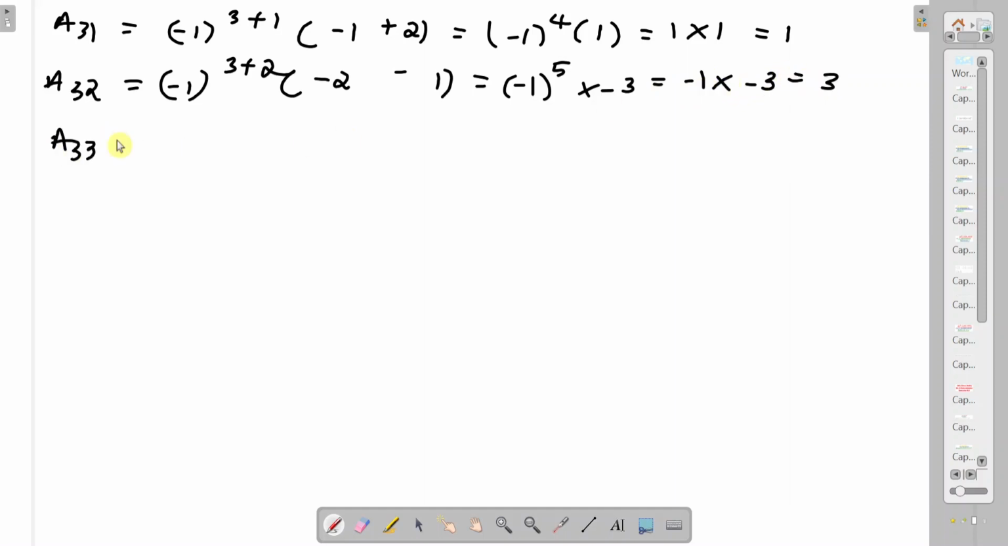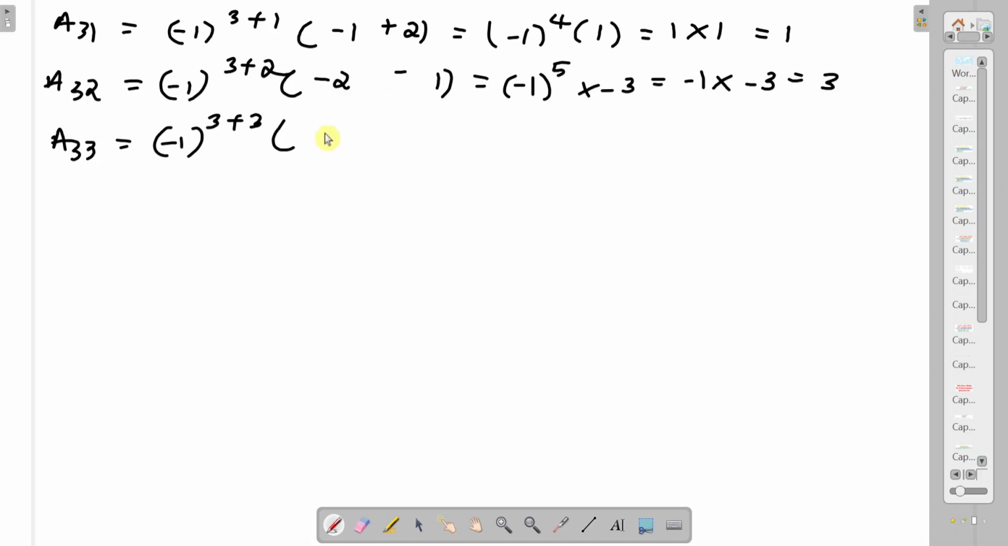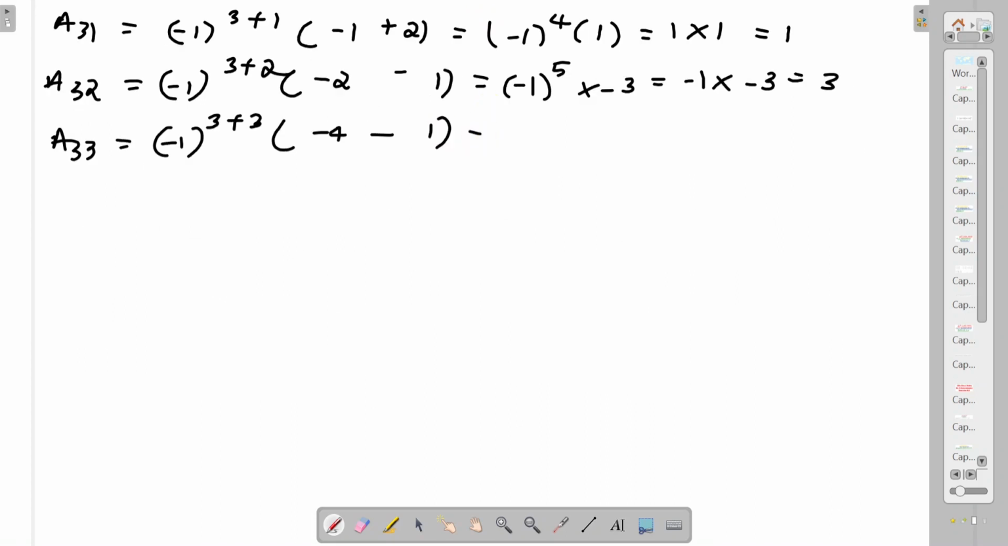Then A33, so minus 1 raised to 3 plus 3. So third row and third column we have to hide. Minus 2 times 2 is minus 4, and minus of 1 times 1 is 1. This is nothing but minus 1 raised to 6 multiplied by minus 5. So that is 1 multiplied by minus 5, which is minus 5. Okay, so now we can write the adjoint of A.